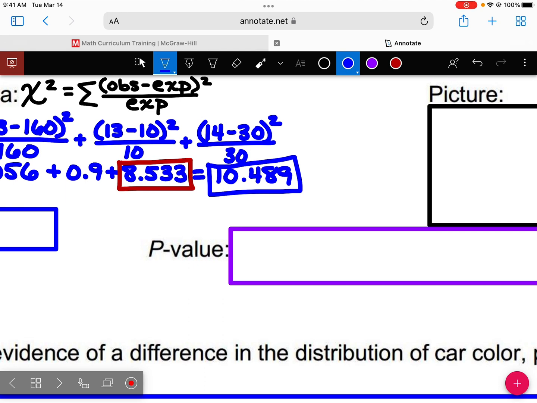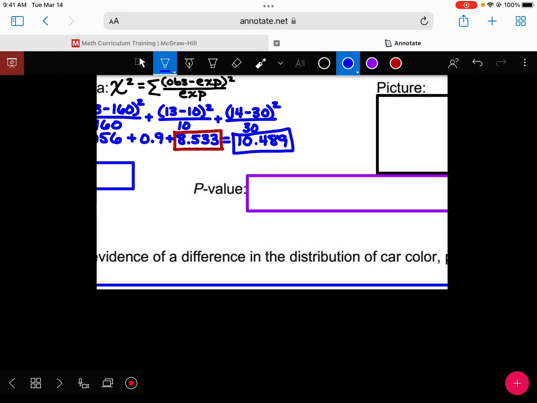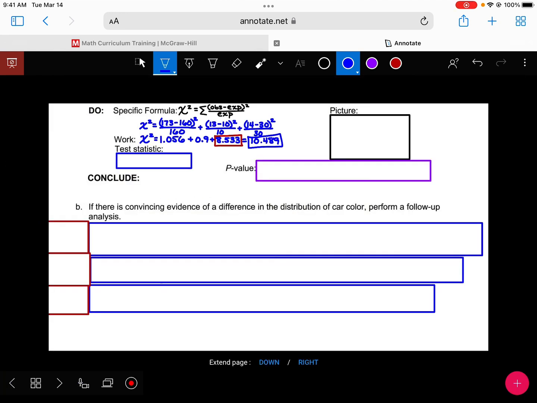Why do you think I drew my attention to that? That's the one that is contributing the most to that score. At this point, I don't know whether I'm rejecting or failing to reject, but I'm going to go ahead and identify which one is the farthest from expected, which one is contributing the most to my chi-square score.